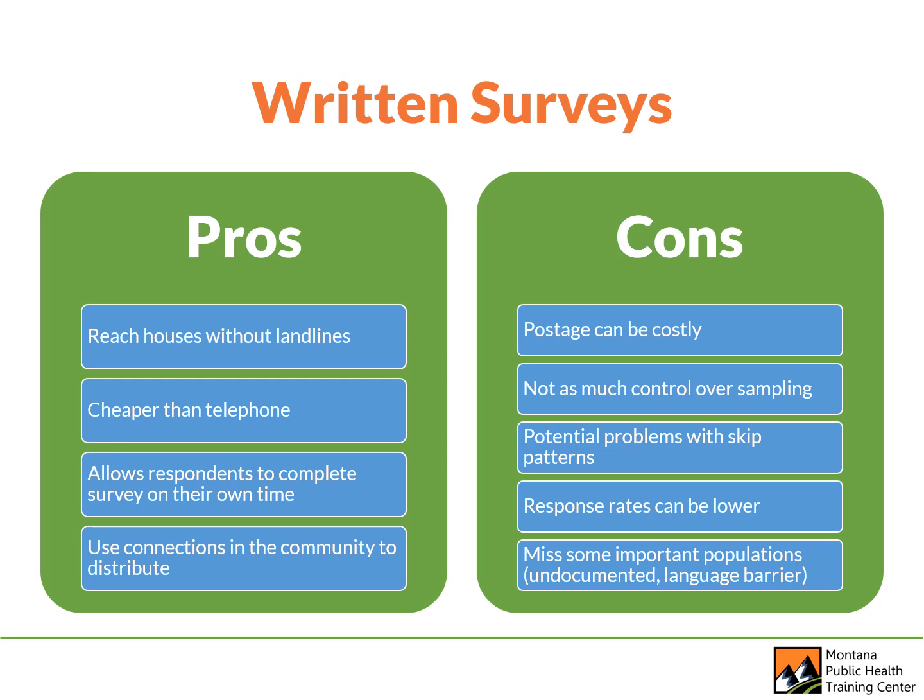However, postage can be costly. You do not have as much control over sampling because we can do a random sample and mail those out, but return and response rates can be very low. There also can be potential problems with skip patterns, people not following them or doing them incorrectly, or also if there's a question about what is meant by that survey question, people don't have somebody they can ask right then and there. And the other thing is you can also miss important populations doing data collection this way as well, people who are undocumented or have a language barrier.